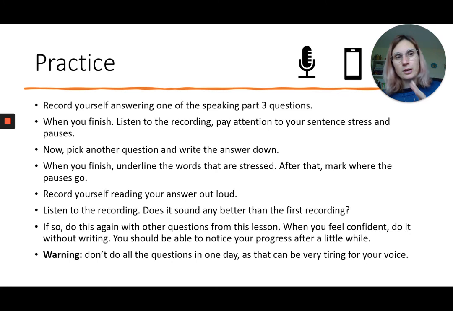Pick a different question and write down the answers, mark the stress. Just do it a little bit every week or every other week, depending on how much time you have before your test. So don't exhaust yourself with IELTS tasks.